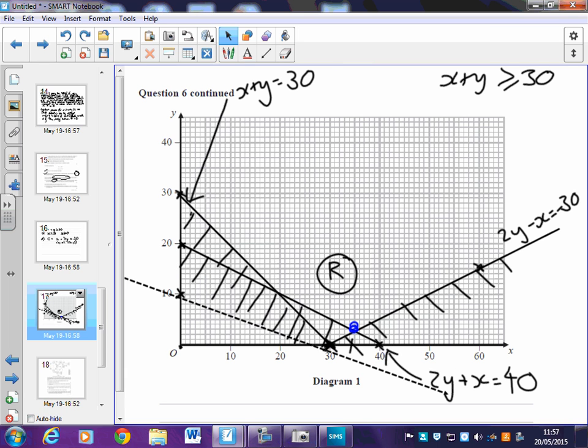Just put the line back to where it was. Obviously you're just doing that with your ruler, you can't pick up your line and move it. Anyway, so I'm looking for this point here.